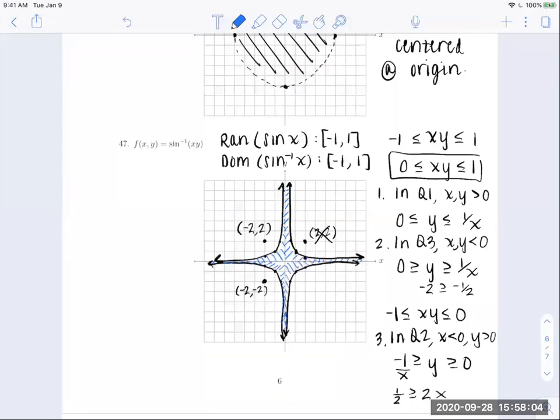All right, so what I have shaded here in blue is going to be the domain of continuity for this function f of x, y. So kind of this star-shaped area in and around the origin. All right, so this concludes our notes for section 13.2. In the next section, 13.3, we will talk about how to find derivatives of multivariable functions.